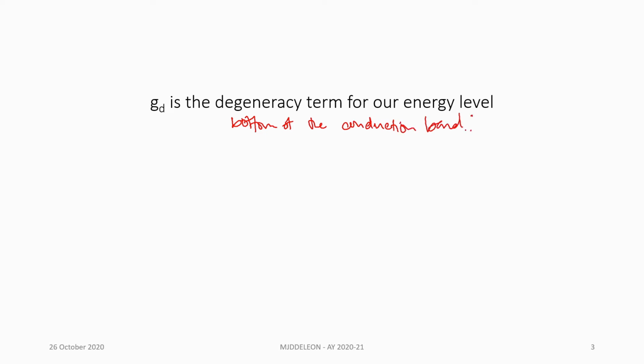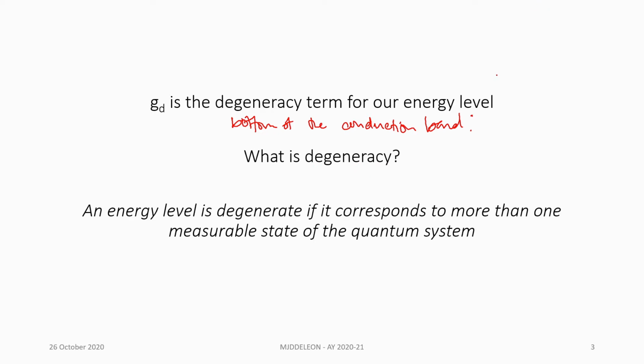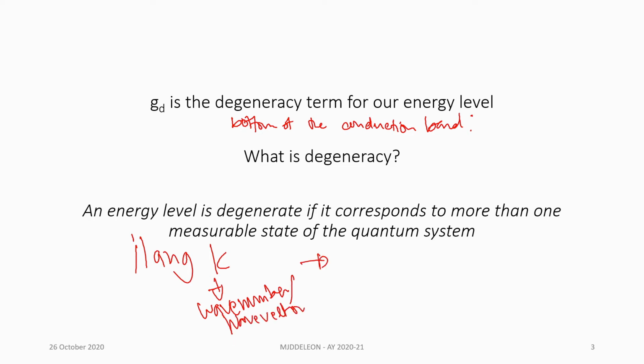But what is degeneracy? An energy level is said to be degenerate if it corresponds to more than one measurable state of the quantum system. This is just a fancy way of saying, basically, ilang k or wave number slash wave vector corresponds to an energy E in our first Brillouin zone.